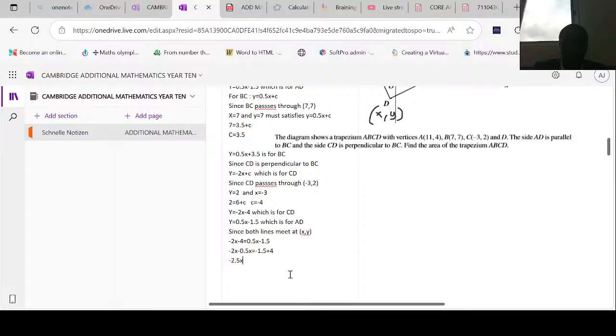So negative 2.5x equals negative 1.5 plus 4, which is the same thing as 4 minus 1.5. That's 3.5. So solving for x now becomes 3.5 divided by 2.5. That would be like 35 divided by 25. So let's use our calculator for that.